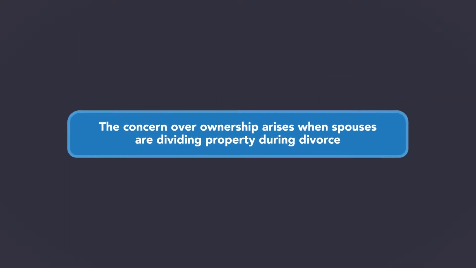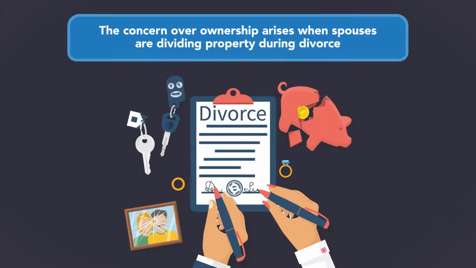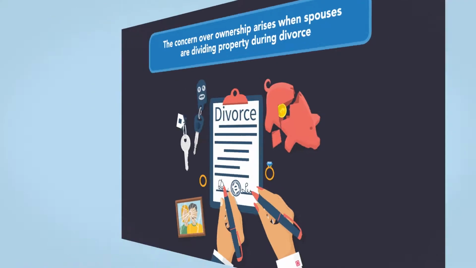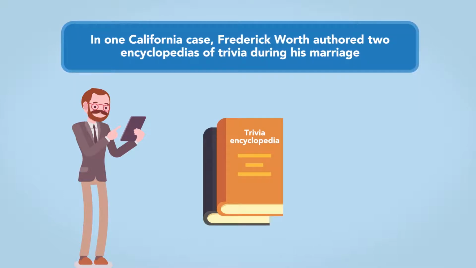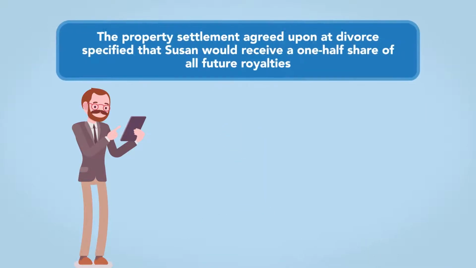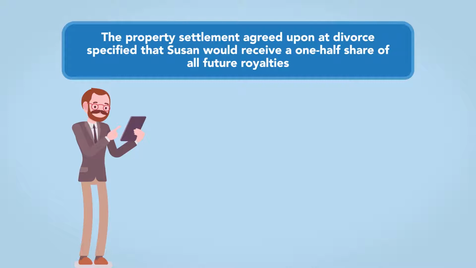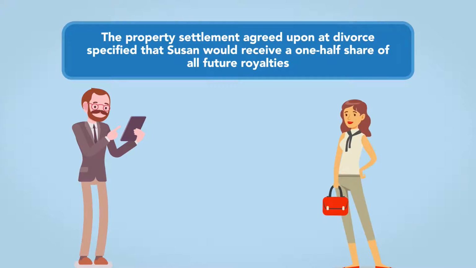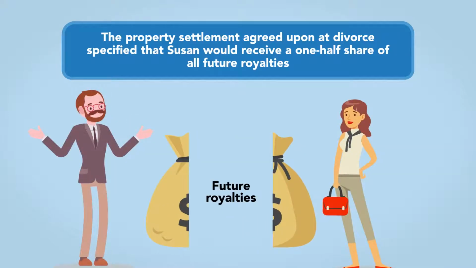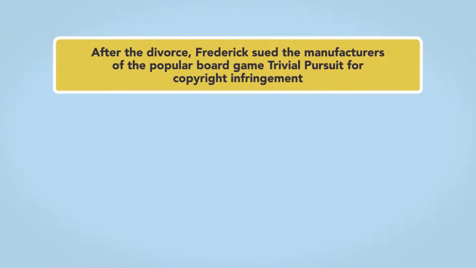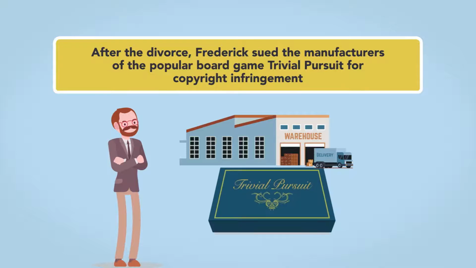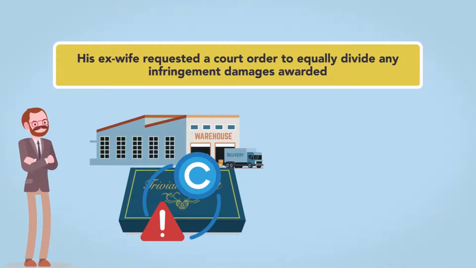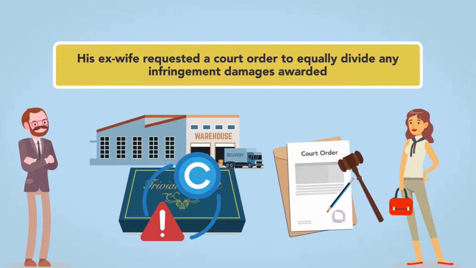The concern over ownership arises when spouses are dividing property during divorce. In one California case, Frederick Worth authored 2 encyclopedias of trivia during his marriage. The property settlement agreed upon at divorce specified that Susan would receive a 1/2 share of all future royalties. After the divorce, Frederick sued the manufacturers of the popular board game Trivial Pursuit for copyright infringement, and his ex-wife requested a court order to equally divide any infringement damages awarded.